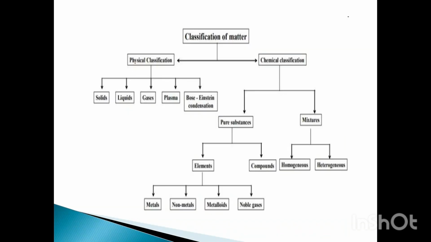Next is classification of matter. Matter is classified as physical classification and chemical classification. Under physical classification, we have solid, liquid, gas, plasma and Bose-Einstein condensate. And under chemical classification, pure substance and mixture. Pure substance can be further classified into elements and compounds. Elements are classified into metals, non-metals, metalloids.